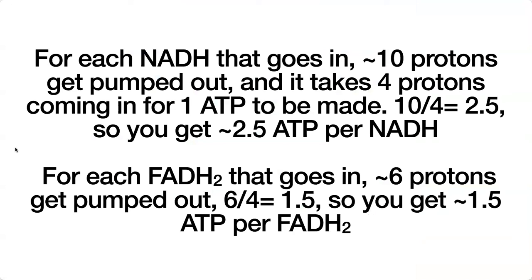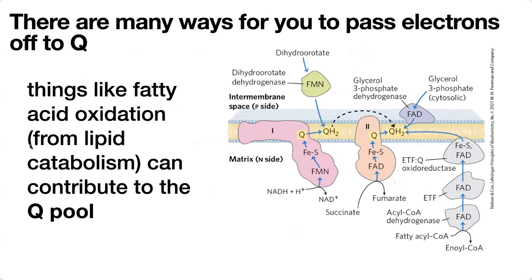And if we were to go through the glycerol 3-phosphate shuttle, we would only get about 1.5. That'd be equivalent of one of those FADH2s that we got from complex 2. Remember that this is just a different way to get electrons to Q.